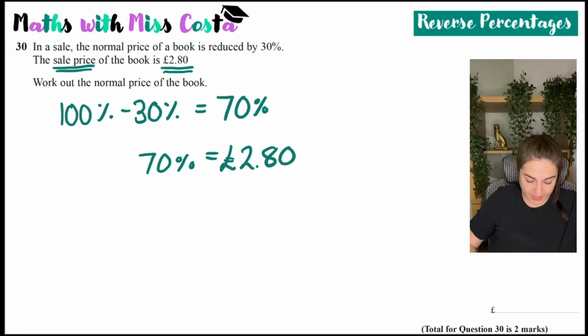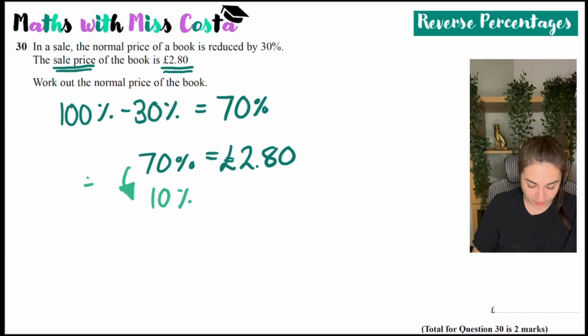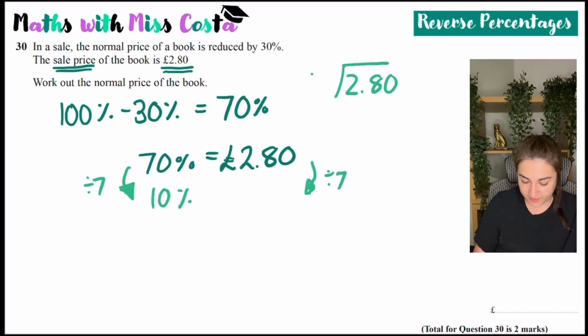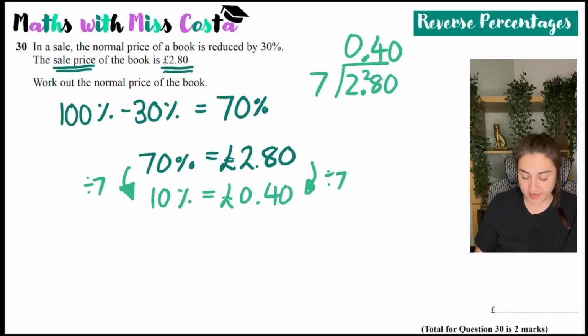And what I want to do is just work out something nice and easy for myself. So I could just work out what 10% is. So what have I done to get from 70% to 10%? I have divided by 7. So I need to do the same to this side. So £2.80 divided by 7. 7's into 2 you can't do, so you carry the 2. 7's into 28 are 4. 7's into 0 are 0. So 10% is £0.40, or you could have written 40 pence.